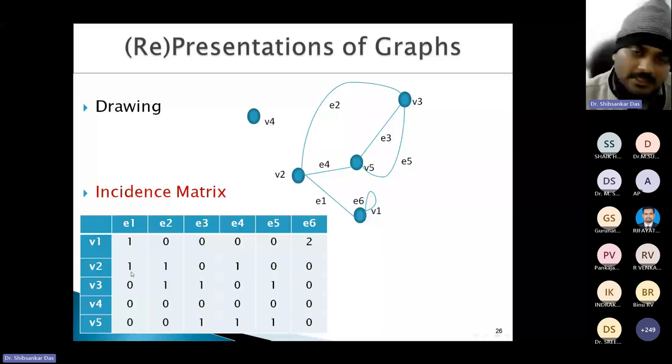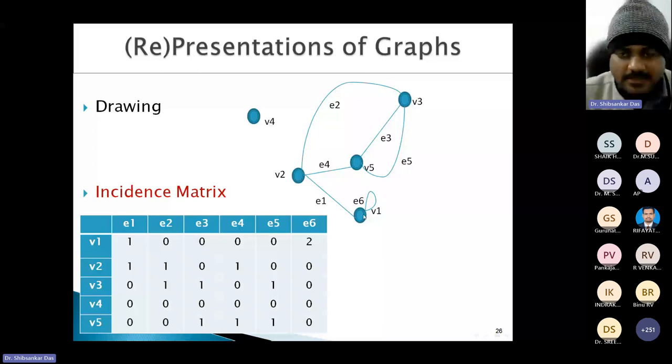Similarly, E2 is associated with V2 and V3, so this location is 1. You can look at it from the other perspective also. For V1, for example, what edges are incident? E1 and E6. Why 2? Because this is a self loop.